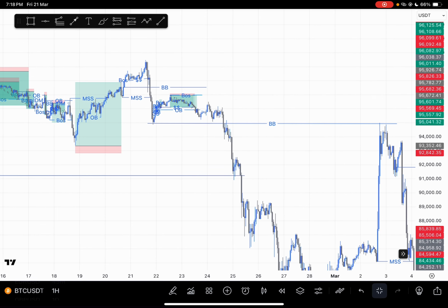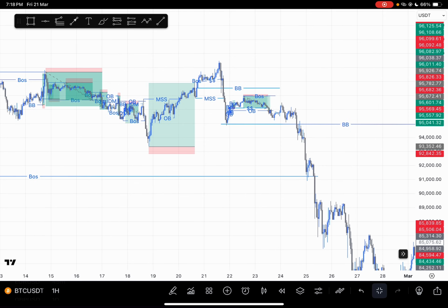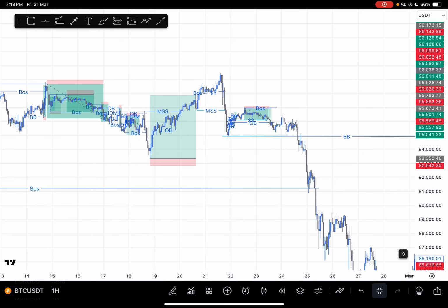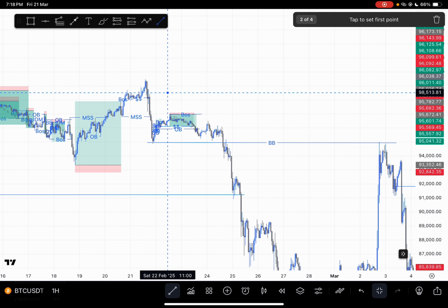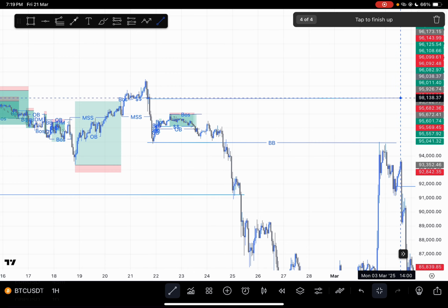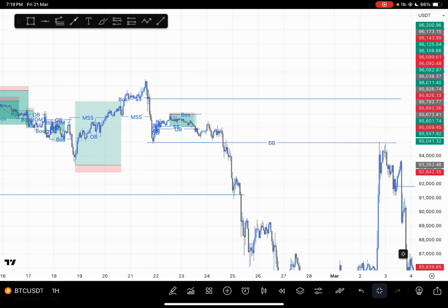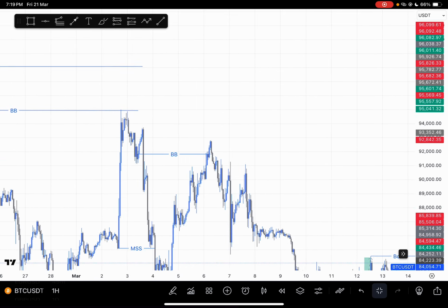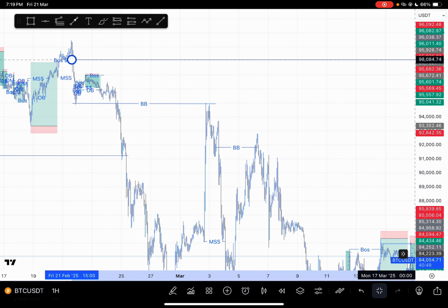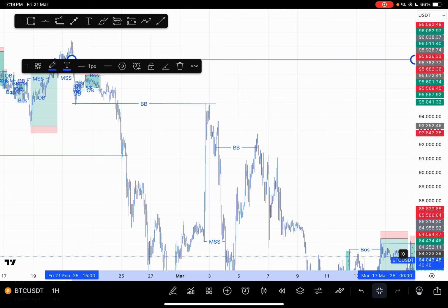So from here, after this breakout structure, you look for a breaker block, or you look for an order block. If you look from this point here, you can see there's an order block here. Price hasn't tapped into this order block yet after the breakout structure. So I'll be marking that out. This is the OB.